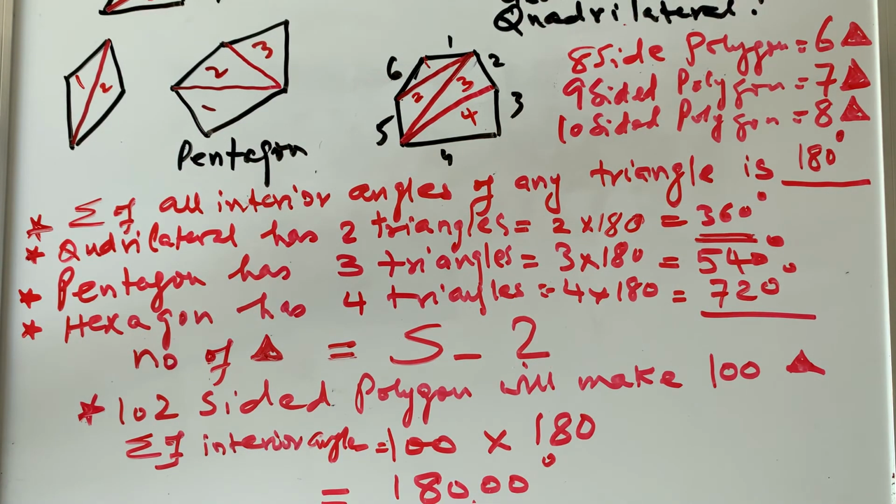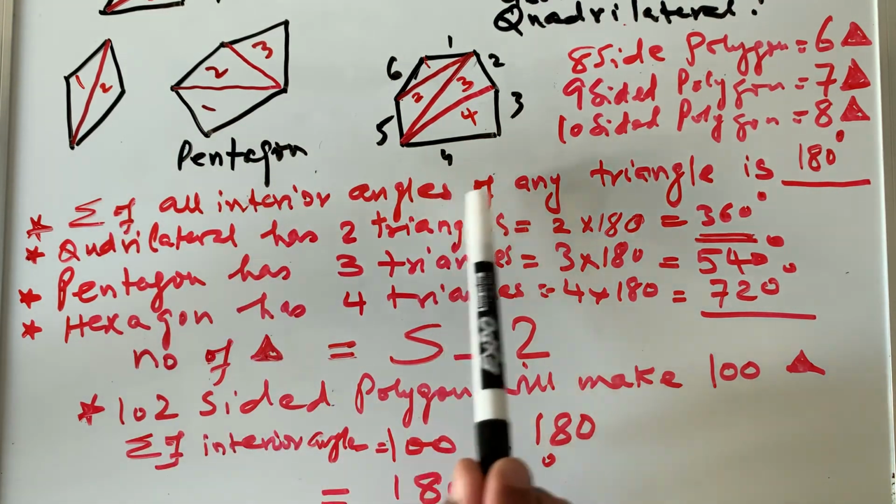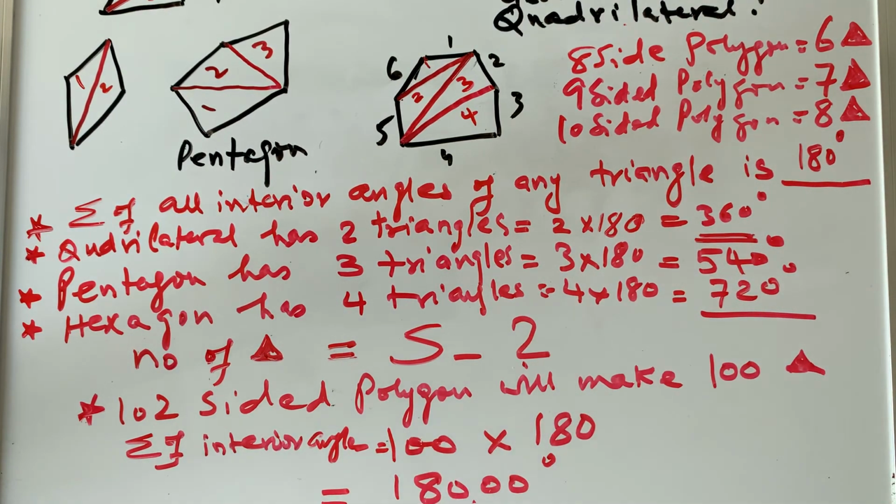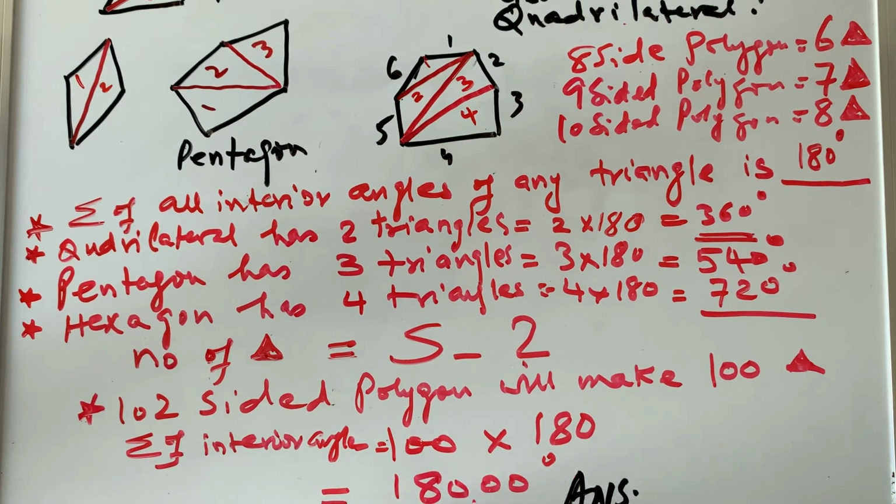And the sum of interior angles of any triangle is 180. So 180 times 100, which is 18,000. Hope you understand it thoroughly and you understand the analogy we made. So it's now the general rule for you, how to find the number of triangles formed by the polygon and how to find the sum of the interior angles.